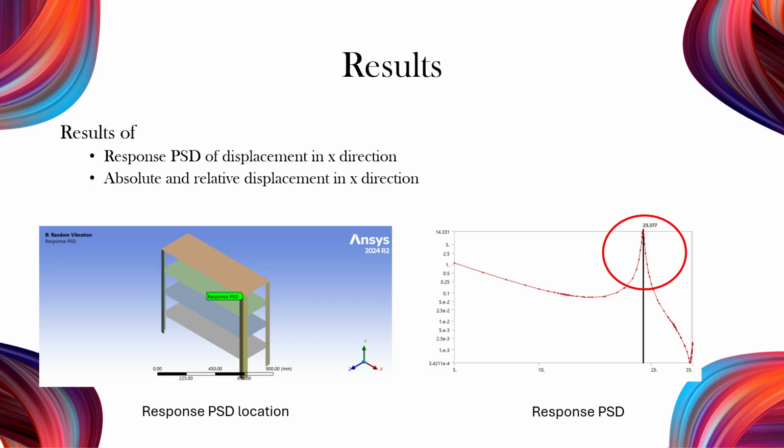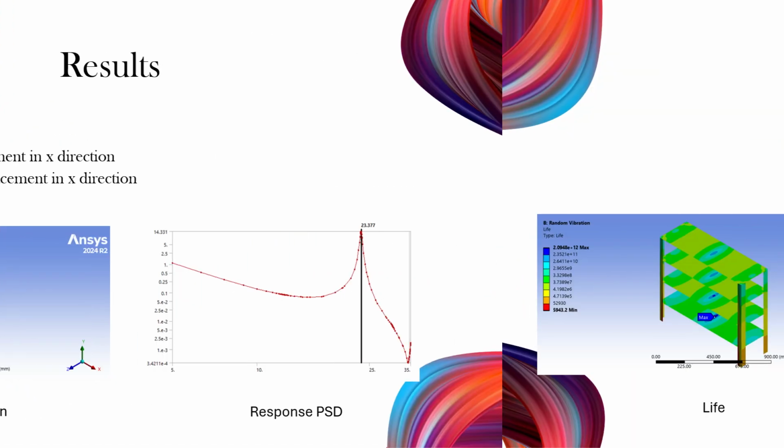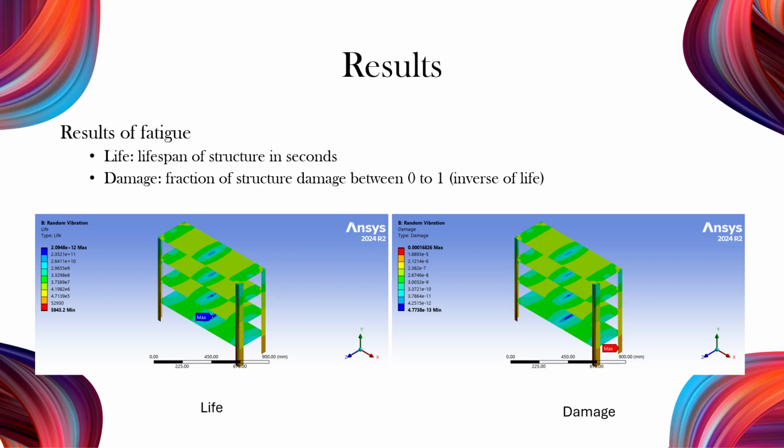The maximum displacement occurs at the 5th mode because the rack primarily moves in the x direction. Finally, we'll analyze the fatigue life of the rack. The results show that the rack would completely fail after about 5,943 seconds of exposure. That's enough explanation. Let's start modeling.